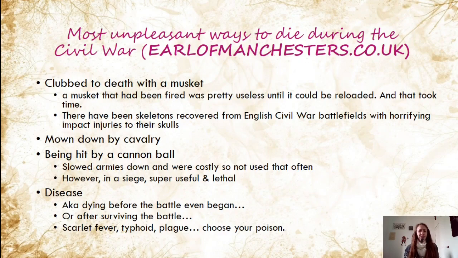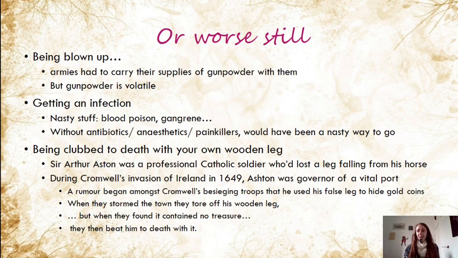You could be clubbed to death with a musket. So another horrible way to die, with a musket. Mown down by cavalry, being hit by a cannonball, disease as well, meaning you could die before the fighting began, or you could die right after the fighting had begun. Being blown up, getting an infection with nasty stuff like blood poisoning, gangrene again, but this time in a very literal way, and without antibiotics and painkillers. This would have been quite a nasty way to go.